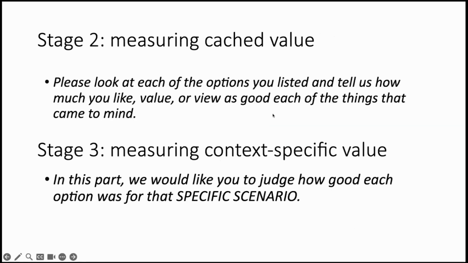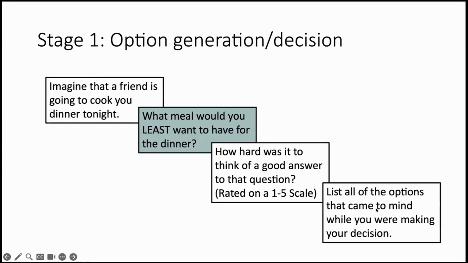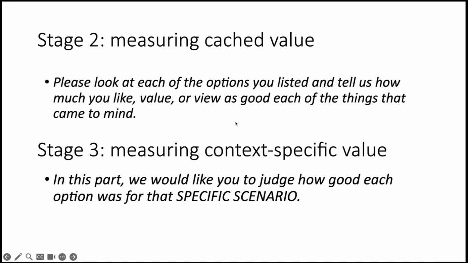After the scanner, so just to make it clear how this is working, they're listing the options by speaking. So we're recording them during the scanner. We're then transcribing the options that they generated during speaking. And then outside of the scanner, we ask them a follow-up set of questions where we're measuring both the cached value, so how generally they think, how much they like or value or view as good each of the things that came to mind for each of the problems, and the context-specific value.